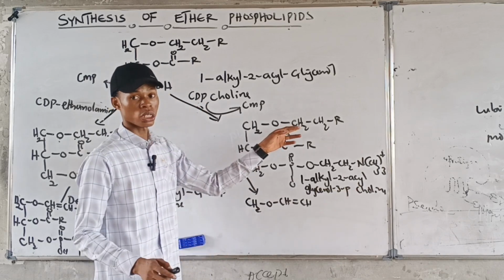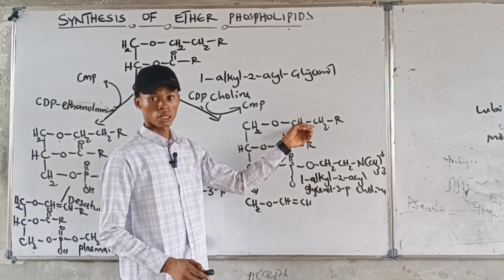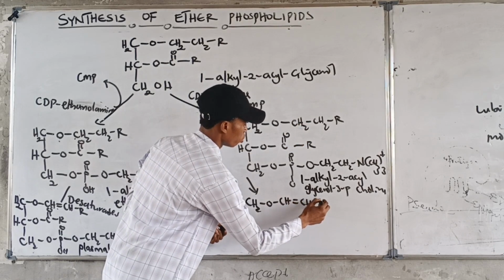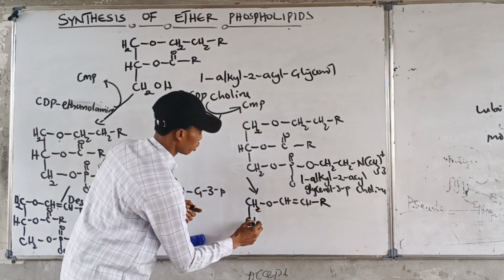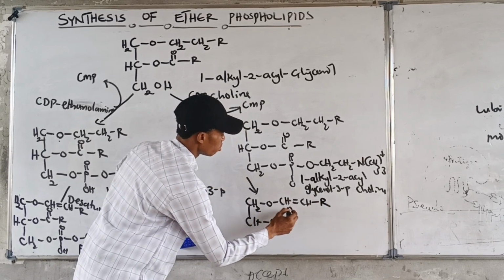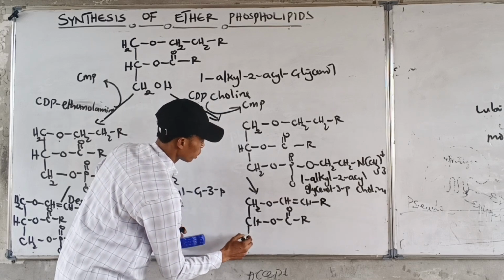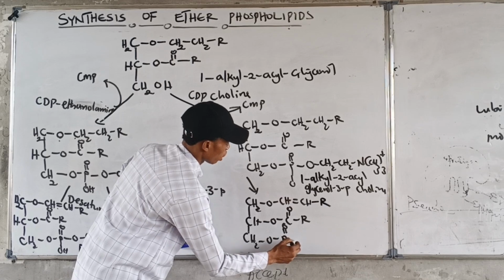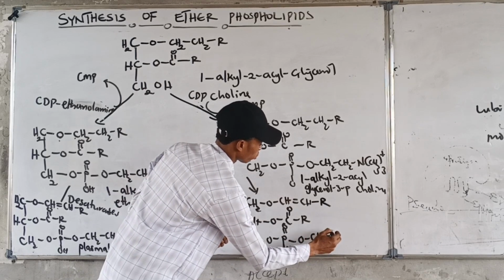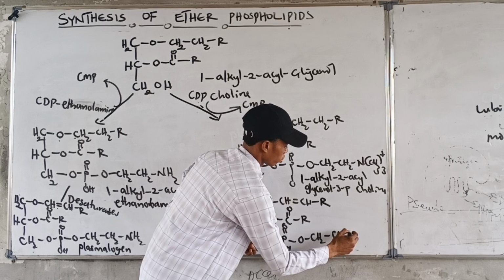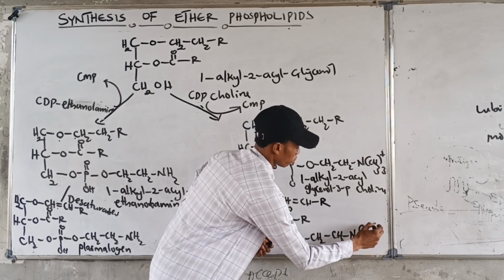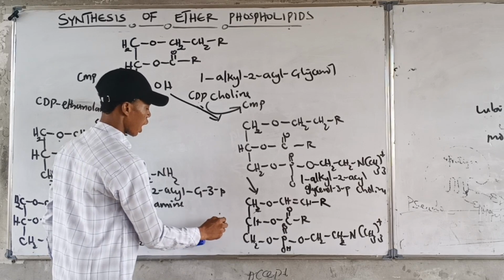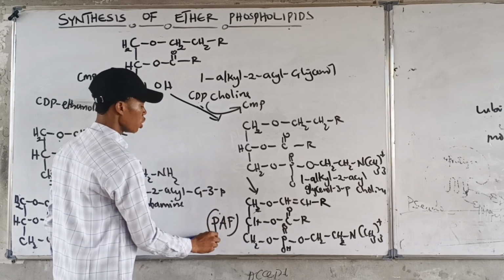Then the next thing is desaturase comes in to introduce a double bond here. So if a double bond enters here, I'll have this. So I now have a double bond here. Then all other parts remain the same. So I'll have this. So this structure we have on the board here is called the platelet activating factor, PAF.